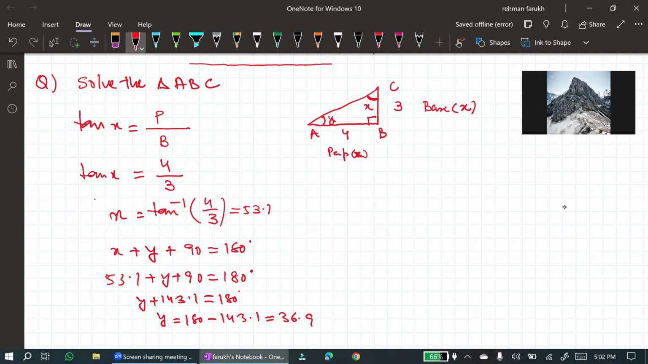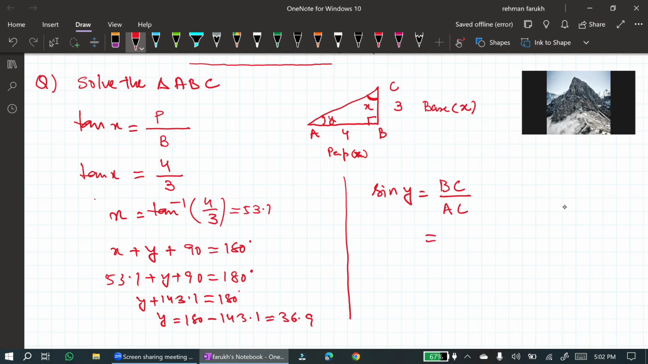Now we have x, y, 3 and 4. We have all the angles and two sides. To find out the third side, we can use the Pythagoras law, or we can use trigonometric ratios of sine or cos. I will try to find out the hypotenuse with the help of sine. Now, we can consider any angle, x or y. I will consider y. So sine y, according to y, the perpendicular, the side opposite to y, is BC. And as we know that sine is perpendicular over hypotenuse, the hypotenuse is AC.